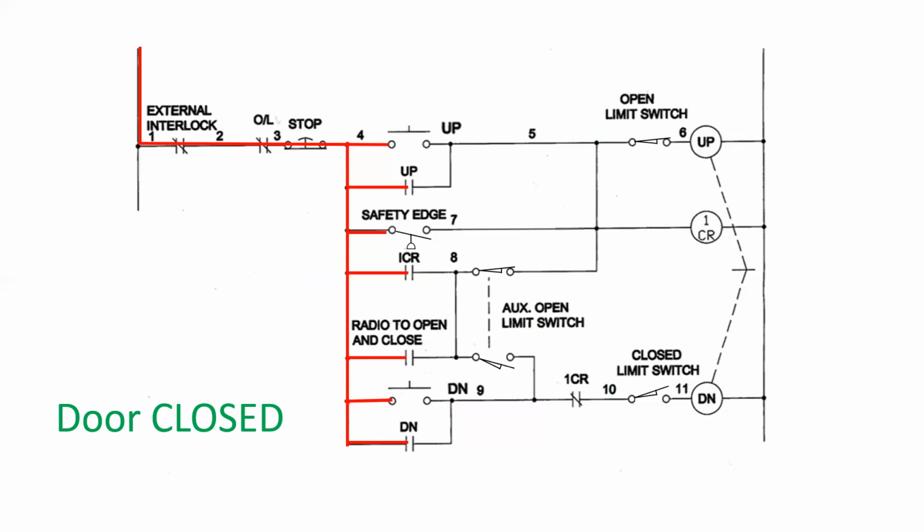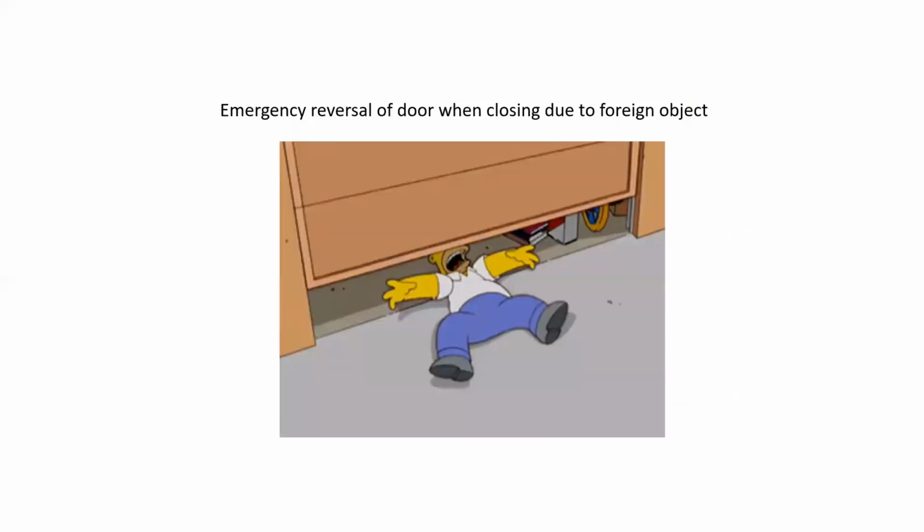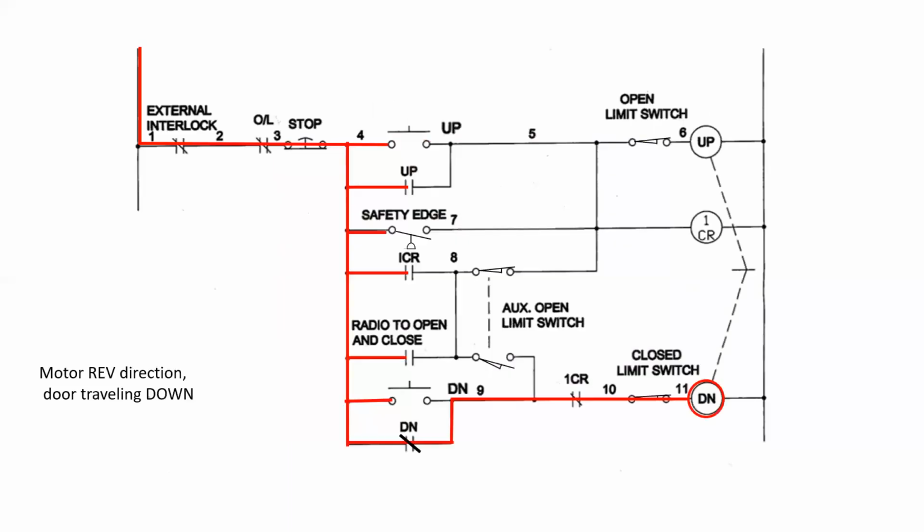Now, what happens with this emergency reversal when we're closing it due to a foreign object? Like what? How does that work? So let's take a look. Let's say the motor's running in reverse right now, traveling down, and we encounter an object, and this object causes the pressure bead in the bottom edge of our garage door to actuate, and it closes this schematic symbol in our circuit diagram. So let's see what the implications of this are.